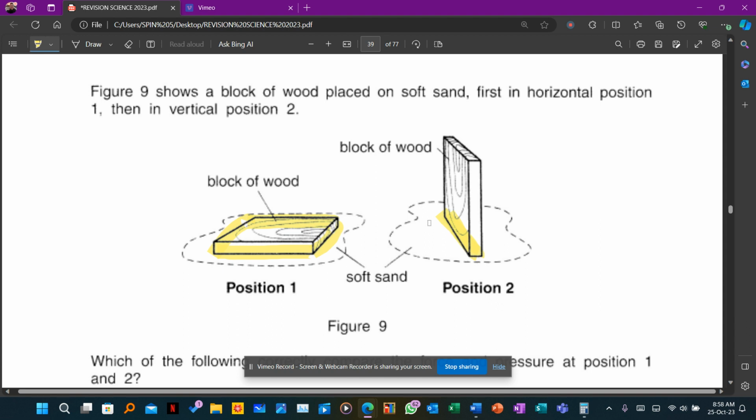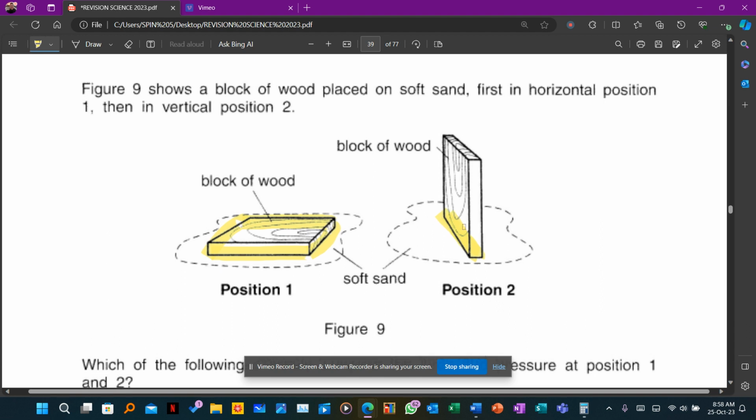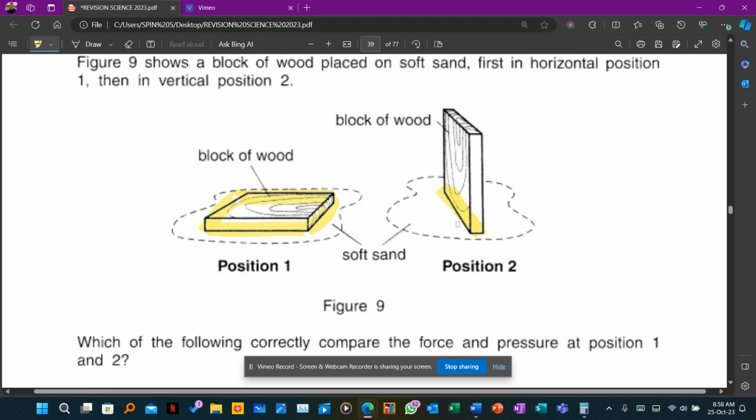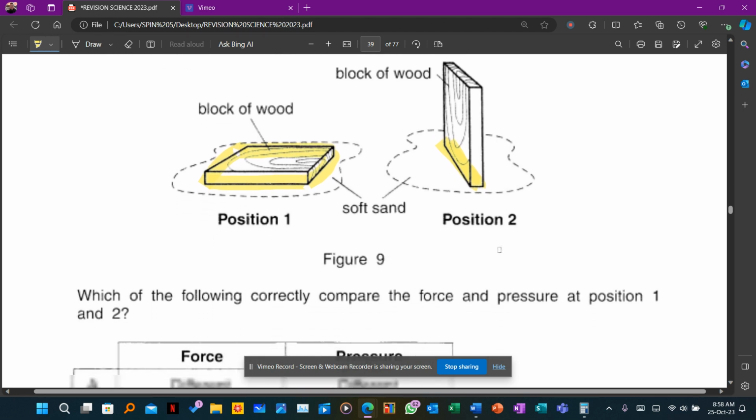And like I mentioned previously, if you replace this block of wood with a knife, the thinner the knife, the sharper it will be. If the knife is as thick as this block of wood, it will not be able to cut anything. It will be just like a piece of metal. And like this wood, if you make it very, very thin, it can still slice you. Because the lower the surface area, the higher the pressure.